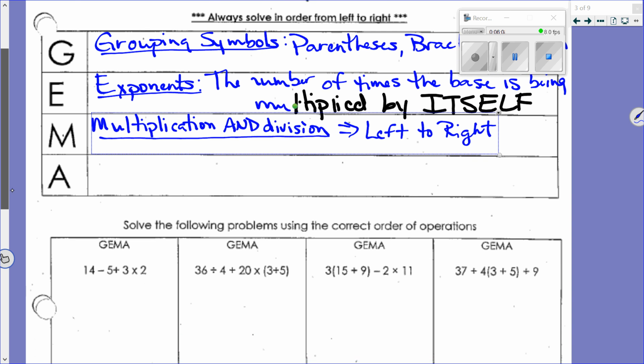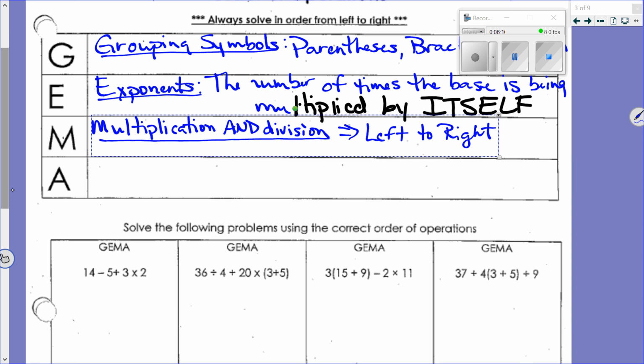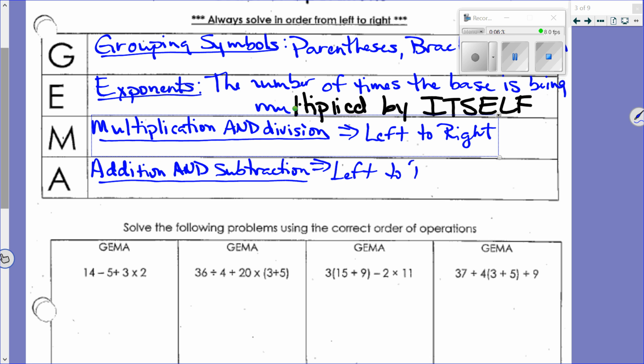Which leads us to our final step, the A. Armstrong? Excellent. Thanks for putting them both in there. It's addition and subtraction. And once again, just like with the multiplication and division, our focus on this one is we're going from left to right.